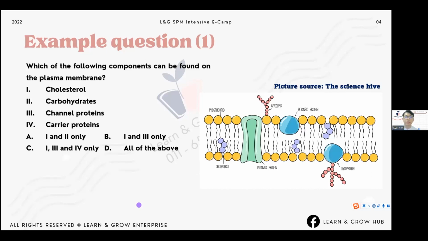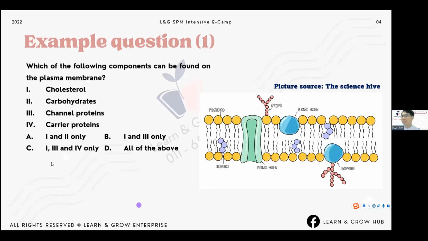Based on what I taught just now, what is the answer? Mr. Edward says it's D, all of the above. Whoa, okay. Any other answer? Thank you, Edward, for the fast response. Wei En also says D, all of the above. Iki also says D. Okay, very good. Kai Qing also says D. Congratulations to all the students here today. But the answer is not D.